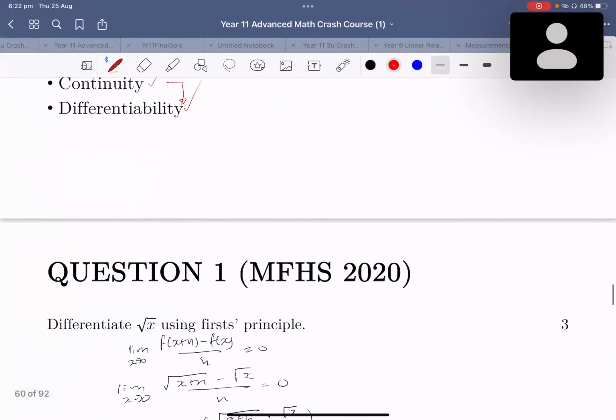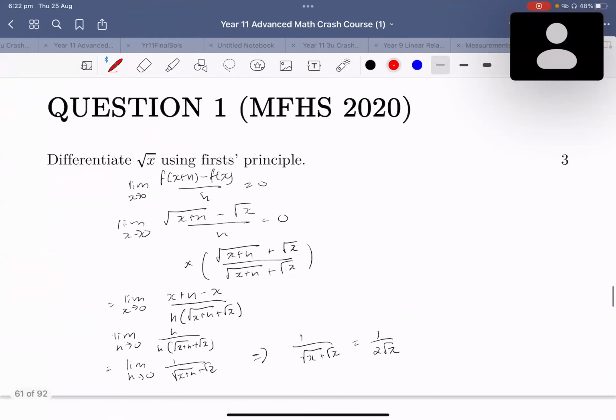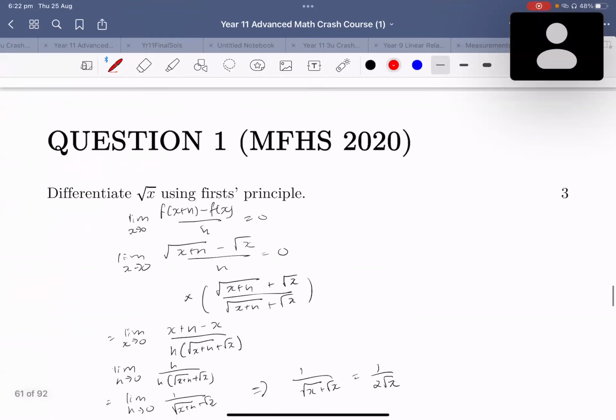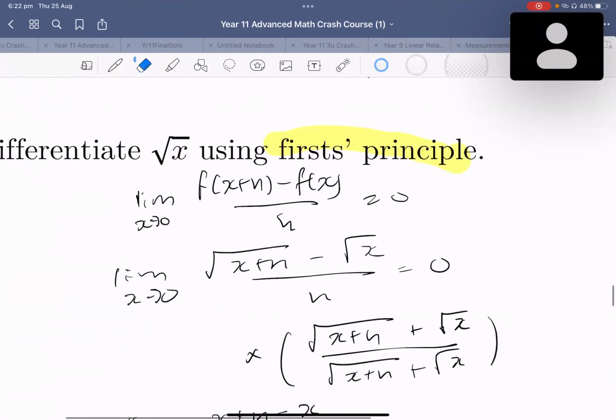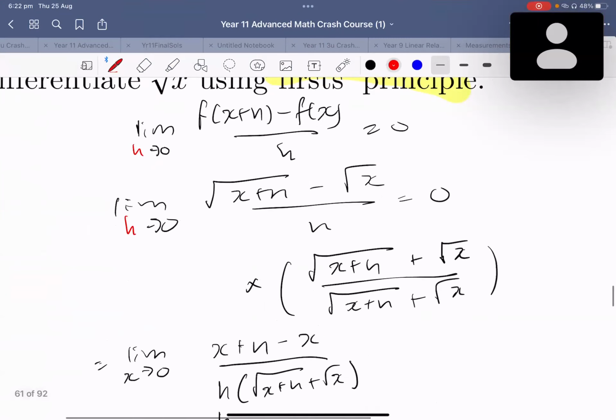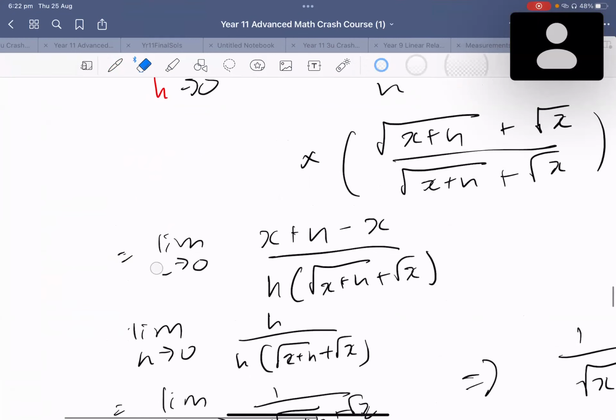Anyways, we'll continue on. So first question, we want to differentiate square root of x using first principle. First principle, remember, concerns the limit. So limit as h tends to 0, sorry, that was my bad, not meant to be an x there. Limit as h tends to 0 of f(x+h) minus f(x) on h. Yeah, don't make this mistake, guys.